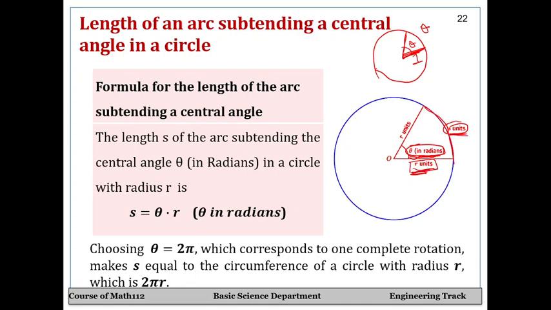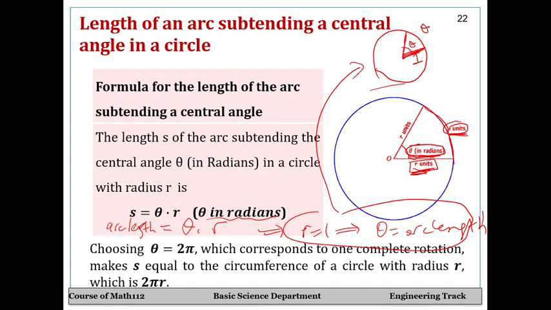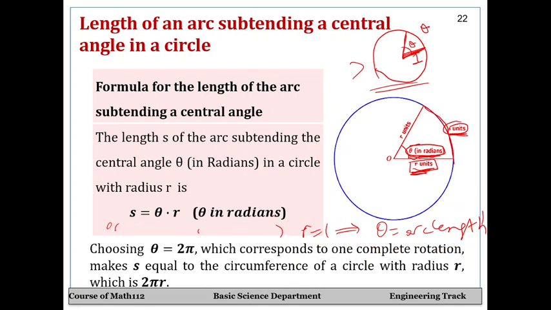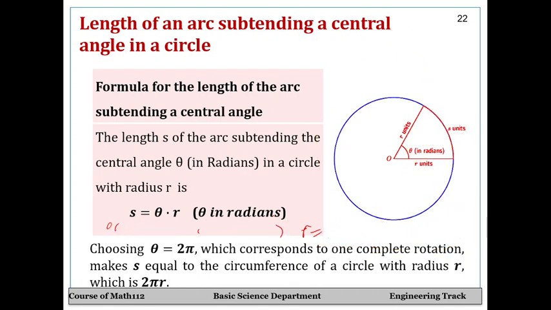So here is the formula. The arc length is equal to theta times r, and theta is always in radians. So if you take r equal to 1, we get back to the radian calculation again. So we say theta is equal to the arc length. Anyway, now we will assume, in our questions, the radius might be 1, or it might be different, or more than 1, less than 1.